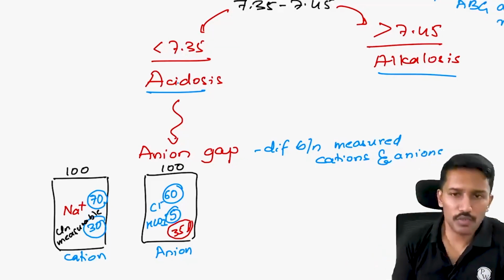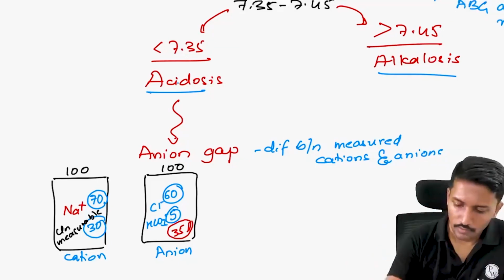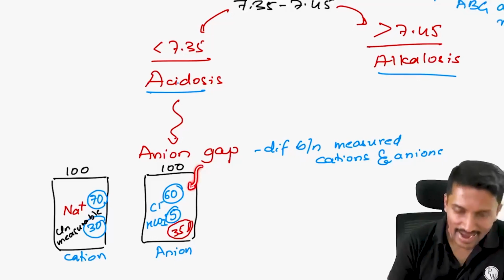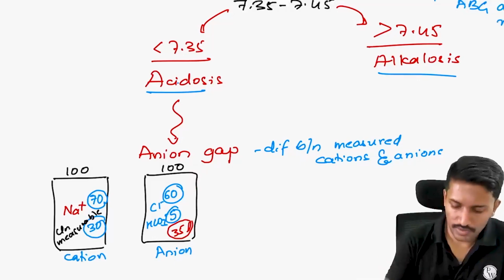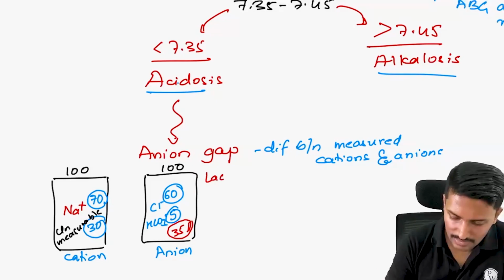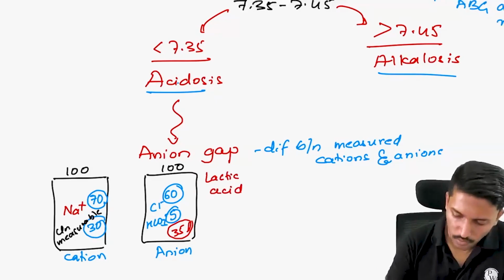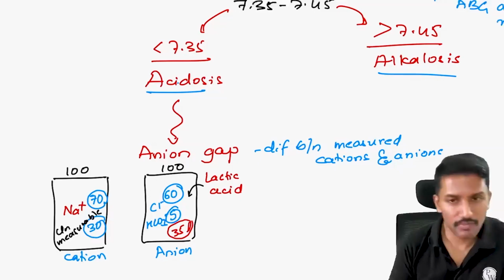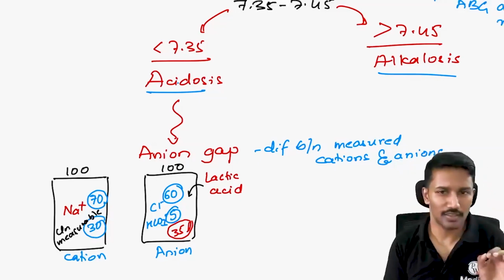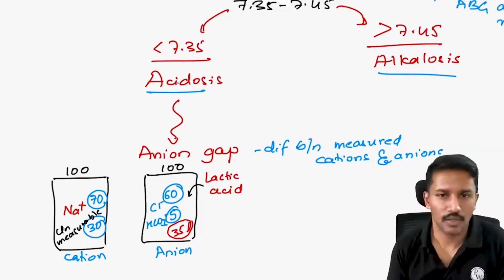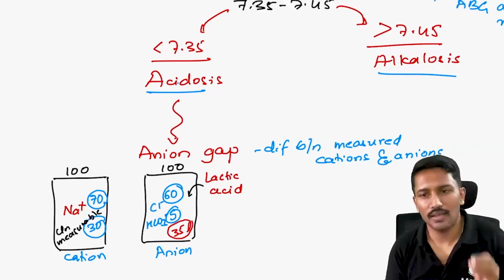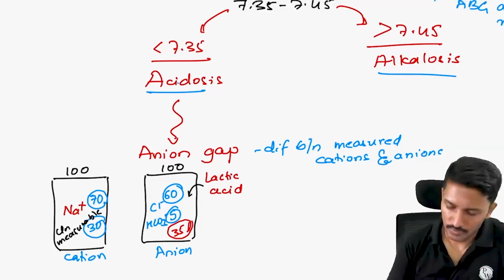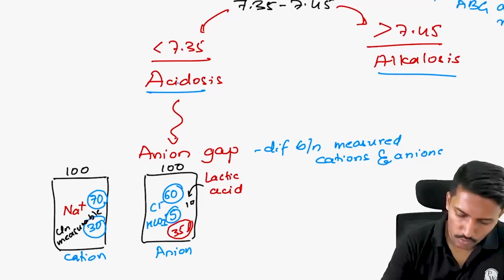Now think of a hypothetical scenario where from an external source I add anions. To give you an example, lactic acid is an anion, right? Now if I add lactic acid, what ABG abnormality will I develop? I will develop acidosis for sure, right? Metabolic acidosis, because I am adding lactic acid. Now let me say that I am adding 10 molecules of lactic acid.